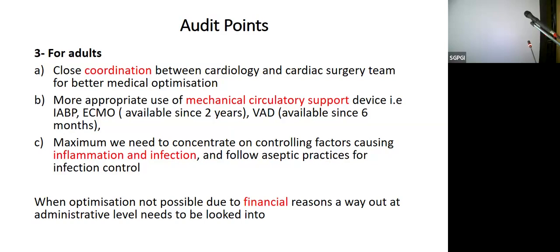What mechanical circulatory support devices do we have? We have had balloons since ever. We have had ECMO available for the last 2 years. We have had a ventricular assist device for the last 6 months. Then the most important, inflammation and infection. We have to control factors which are causing increased inflammation and infection, both pre-op and post-op. That includes proper infection control policies.